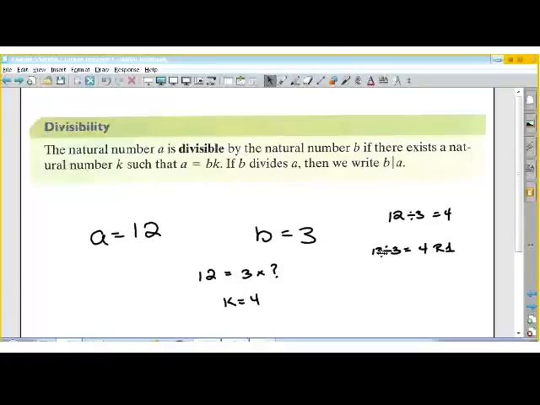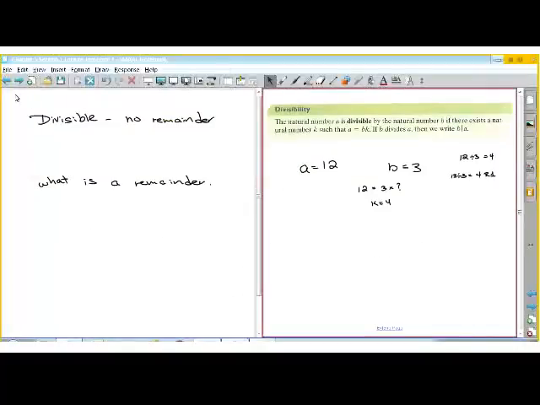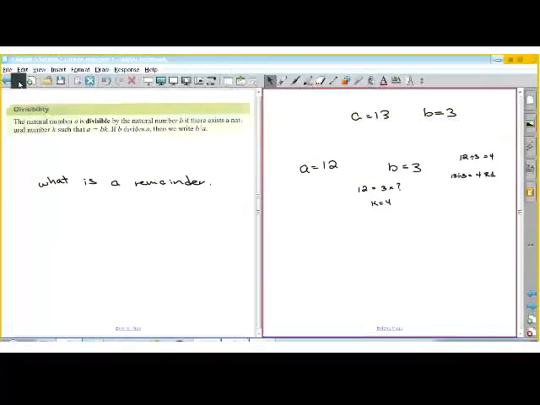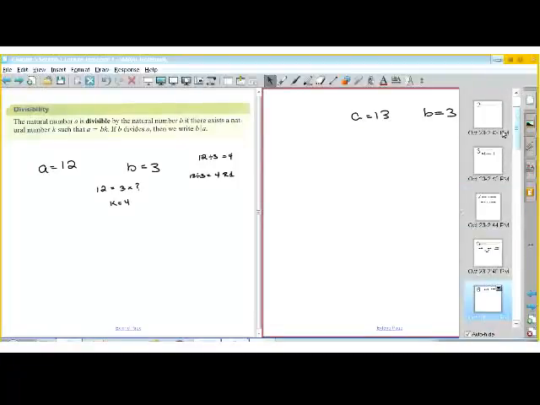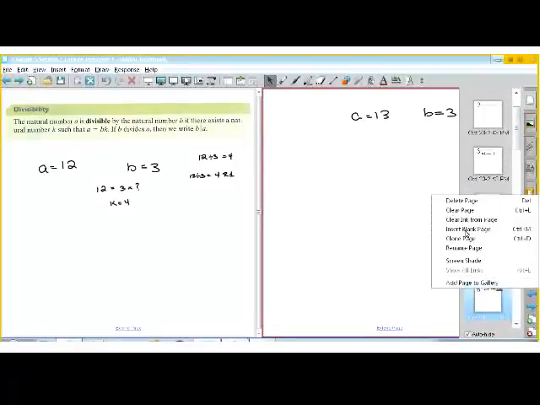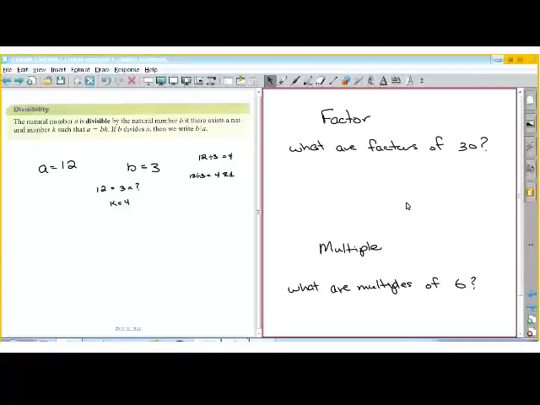my thing just turned off. Okay, so that's what's divisible. We need to know what divisible is when we talk about prime numbers. Still haven't got the prime numbers yet. Okay.